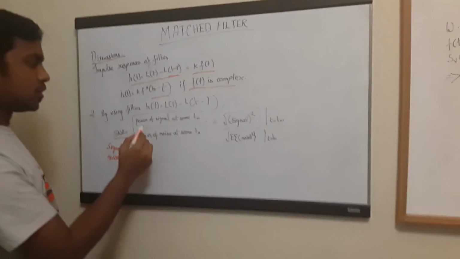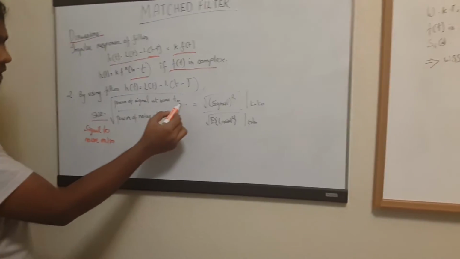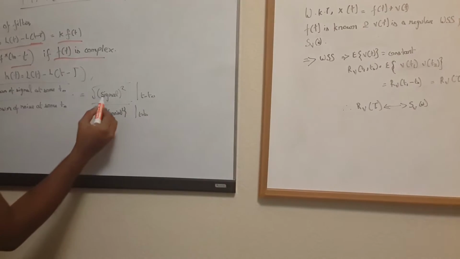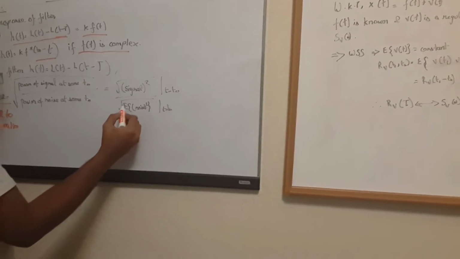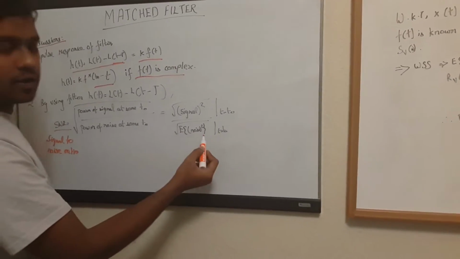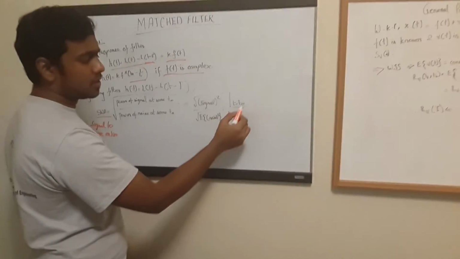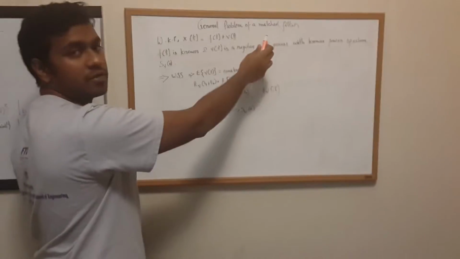Equal to the square root of power of signal at some t naught by power of noise at some t naught, which is given by square root of signal squared by square root of the mean of the noise squared. Both signal and noise are taken at the time t equal to t naught. Next we proceed with the general problem of a matched filter.